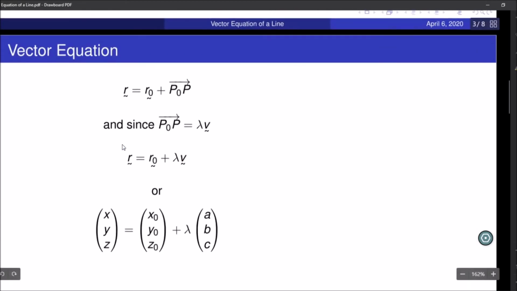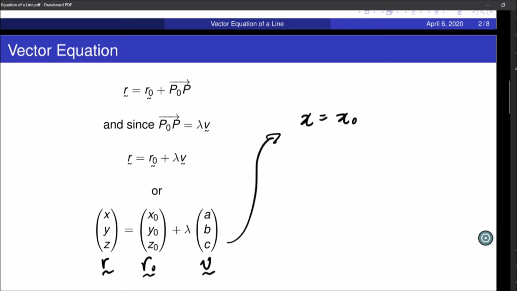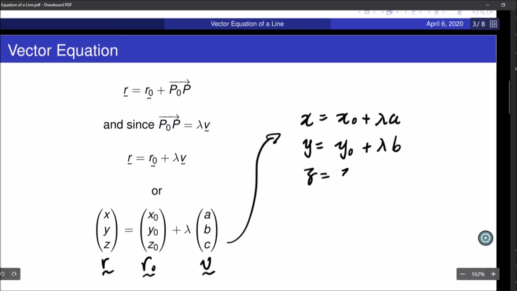Now, how does that help us? Well, this is where I have written earlier. What this gives us is a set of parametric equations like what we did last time. By the way, this is our R, this is our R0, and this is our V. So x equals x0 plus lambda a, y equals y0 plus lambda b, and z equals z0 plus lambda c.